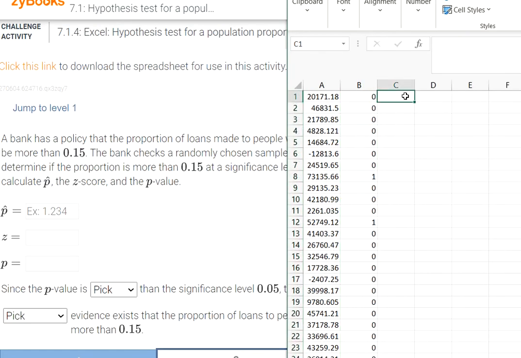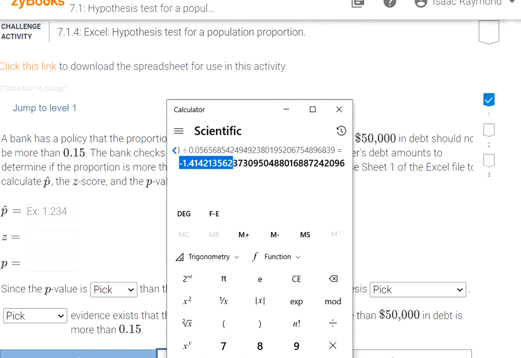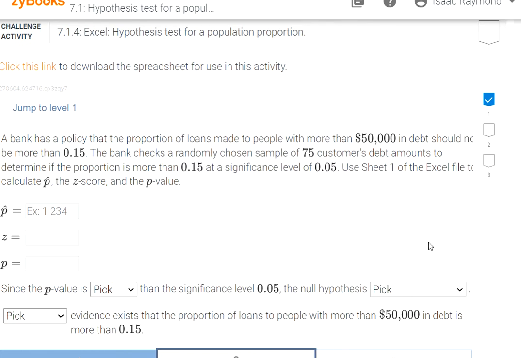You can just do what we did in the last problem, equals sum B1 to B75. So there's 13 out of 75. So my sample proportion there is 0.17333. So that's what you'd use for p-hat.